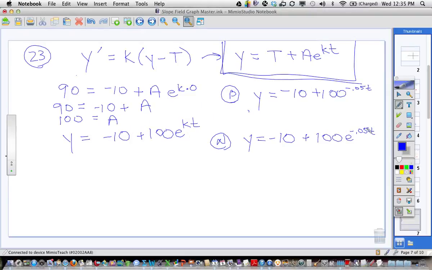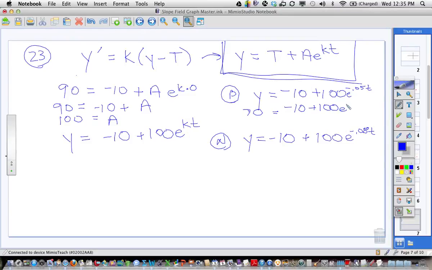Oh, and by the way, that was supposed to... Yeah, I forgot the E. Okay. So I put a 70 in for y, because that's the temperature, and then I'm going to solve this.